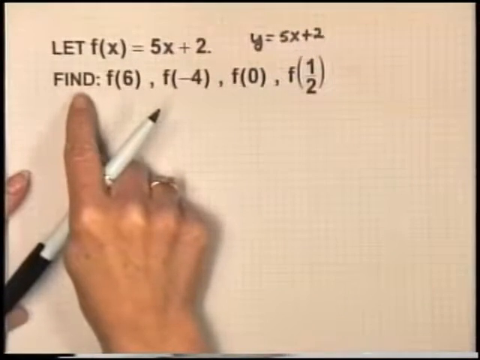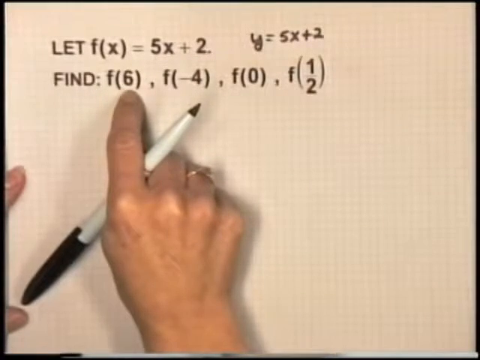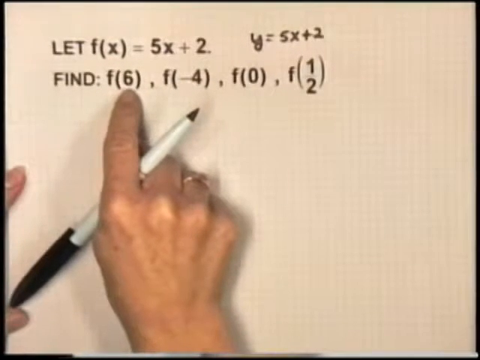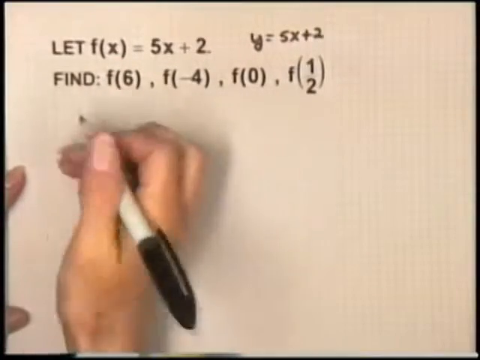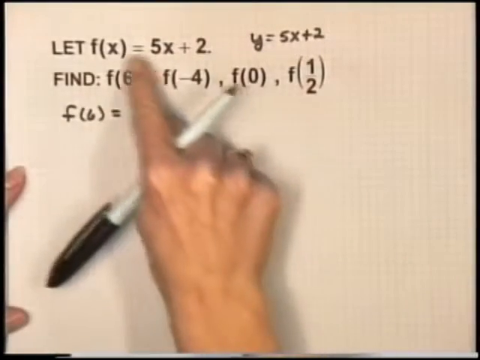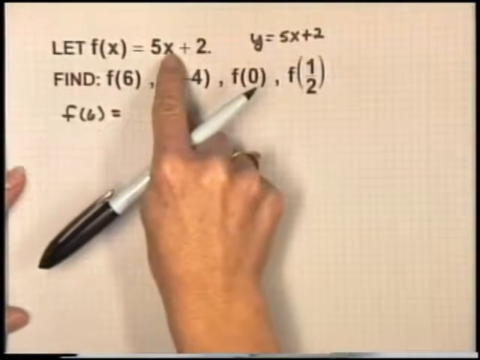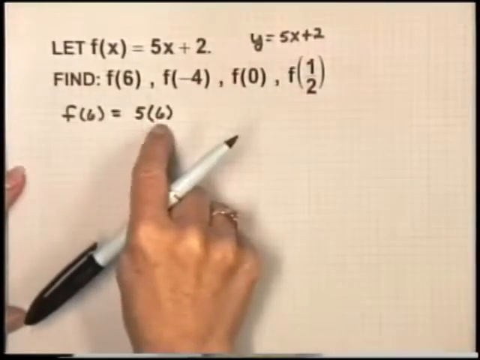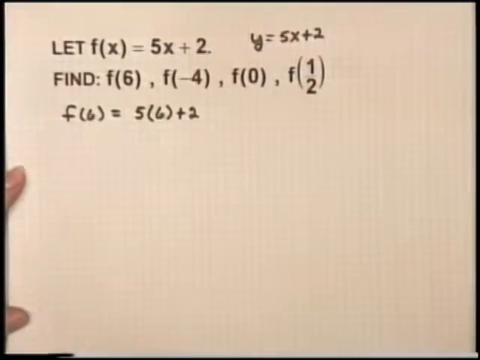Now when it says to find f of 6, notice in this notation the 6 has replaced the x in the f of x notation. So f of 6 means that we are replacing x with 6. We're going to write f of 6 is equal. We're going to look at this equation and replace the x with a 6. We'll do that over here also. So replacing the x with a 6, I'm going to use a parenthesis to indicate the times, since this means 5 times x. I have 5 times 6 plus 2.